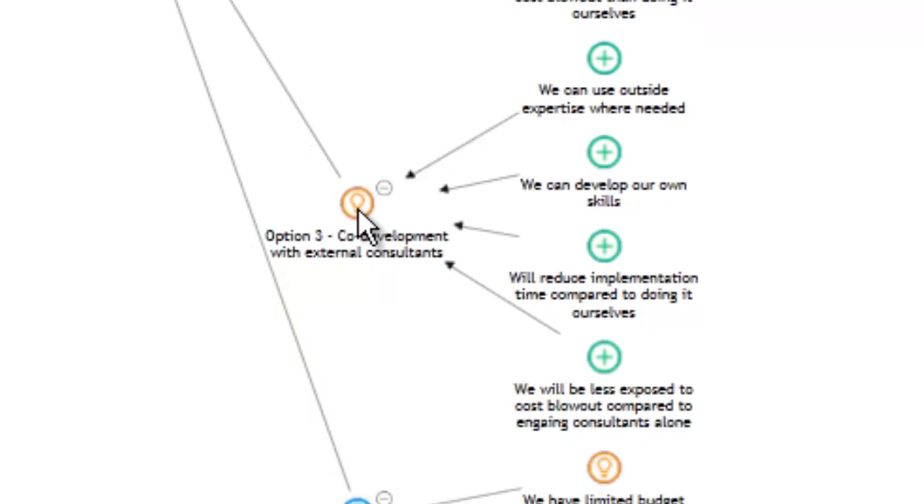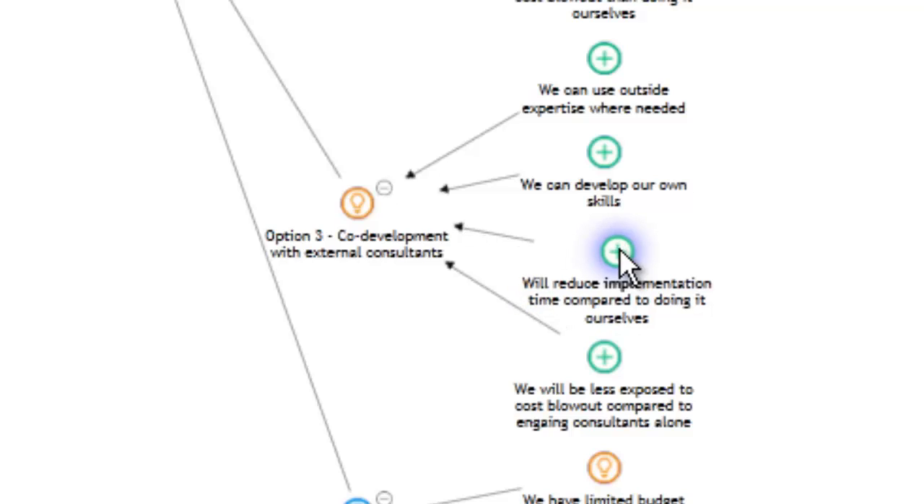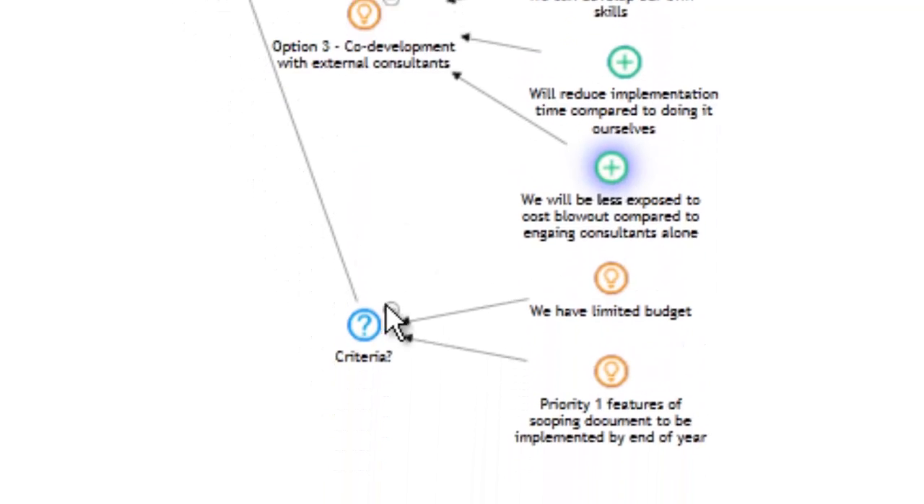We could co-develop with external consultants because we can use outside expertise where needed. We can develop our own skills. It will reduce implementation time compared to doing it ourselves. And we will be less exposed to cost blowout compared to just engaging consultants alone.